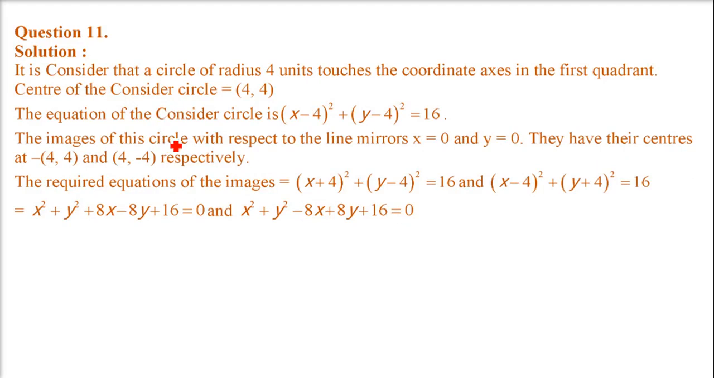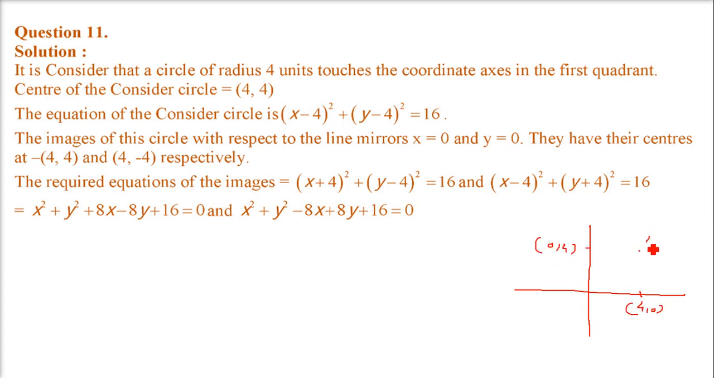Now this is question number 11. Question number 11 is saying a circle of radius 4 touches the coordinate axes in the first quadrant. Find the equation of its images with respect to the line mirrors x equals 0 and y equals 0. So the same question we have done just now in quite some detail. I'll just give you an idea that here we have a circle which touches both the axes at 4 and 4 on the x and y axis. So this point is 4, 0, this point is 0, 4.